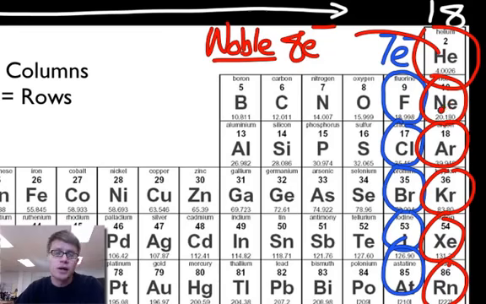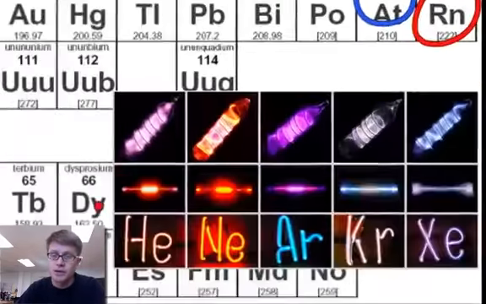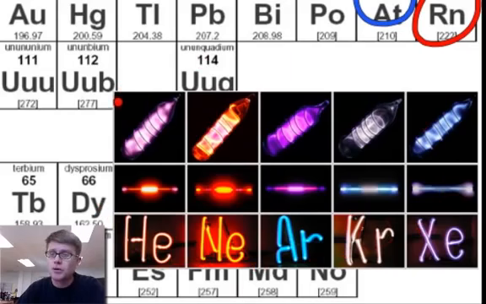Really stable. They've got complete outer energy levels, or valence shells, and so they're really, really happy, unlike their halogen neighbors, which are right next to them. Okay, cool thing about them, if you look down here at this picture, you put any of the noble gases in a tube, run electricity through it, they're going to fluoresce as electrons move to higher energy levels and then fall back down. So if you look at neon lights or lasers, they are all made up of these noble gases.